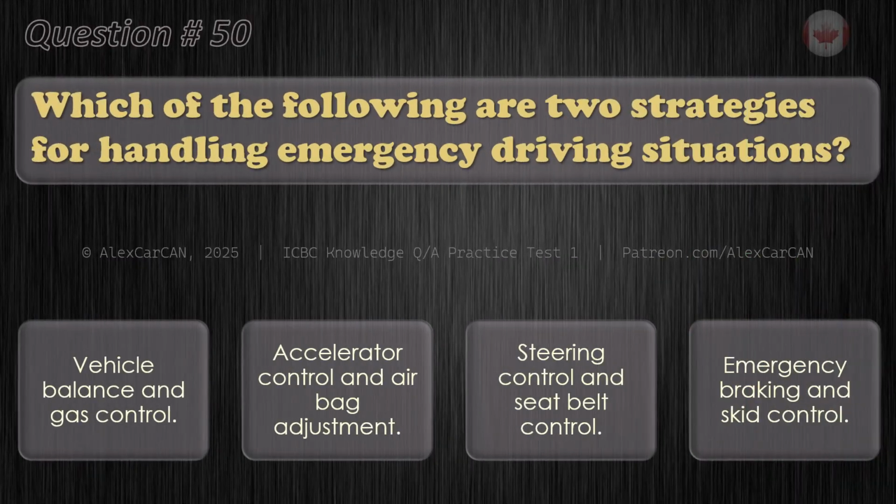Question number 50. Which of the following are 2 strategies for handling emergency driving situations? Vehicle balance and gas control. Accelerator control and airbag adjustment. Steering control and seat belt control. Emergency braking and skid control. The correct answer is emergency braking and skid control.